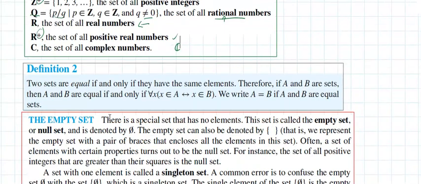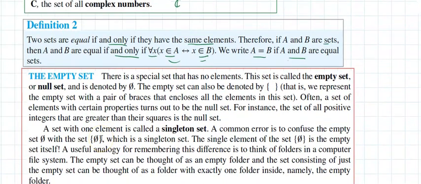Definition: two sets are equal if and only if they have the same elements. Therefore, if A and B are sets, then A and B are equal if and only if every element in A is automatically in B, and every element in B is automatically in A. We write A equals B if A and B are equal sets.